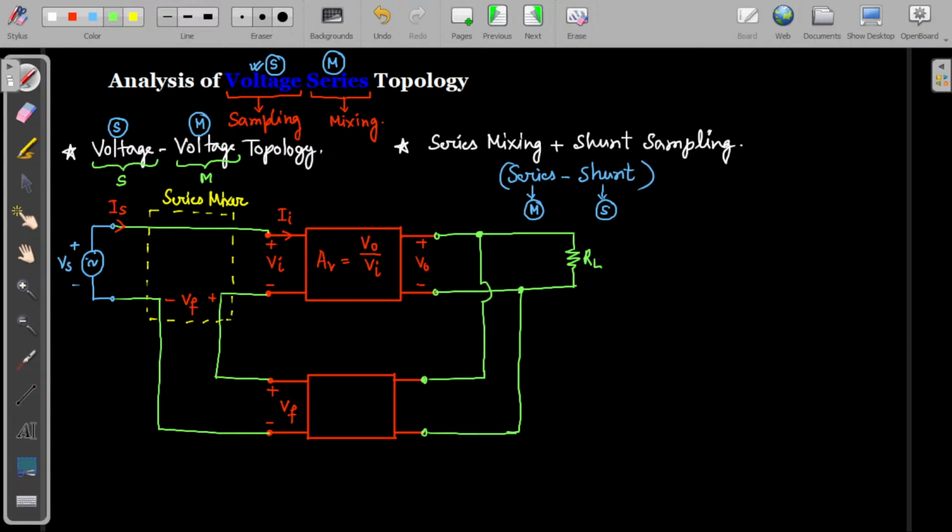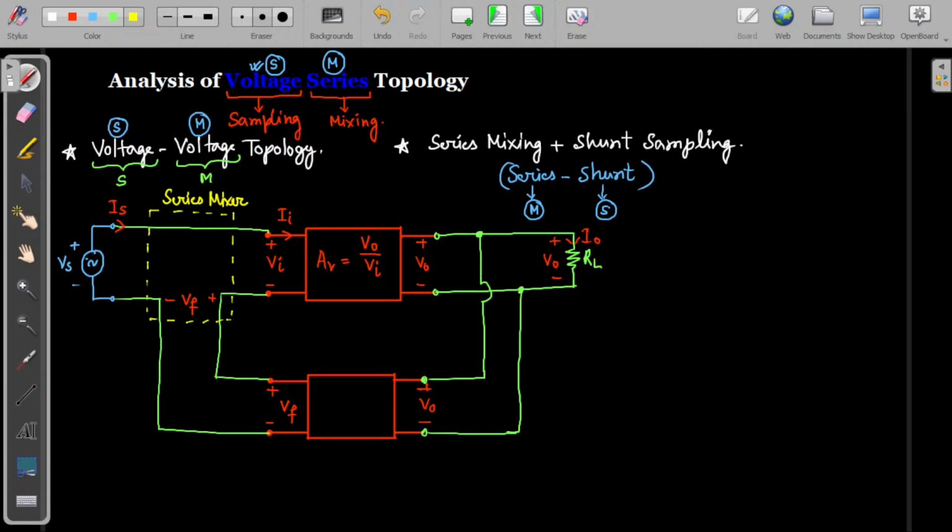Now you can see this V0 and this V0, ये दोनों same होगा. The current flowing through this RL will be I0, and that is the current flowing here, I0. Okay, now what is the voltage here? So the voltage here is V0, because same information is connecting.